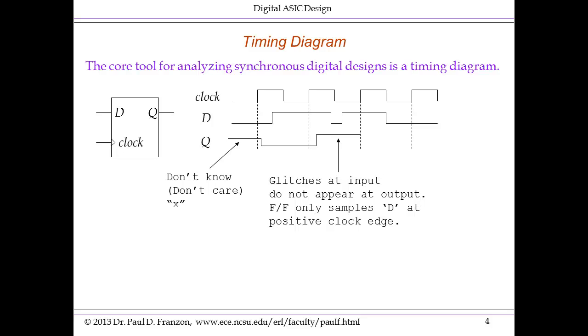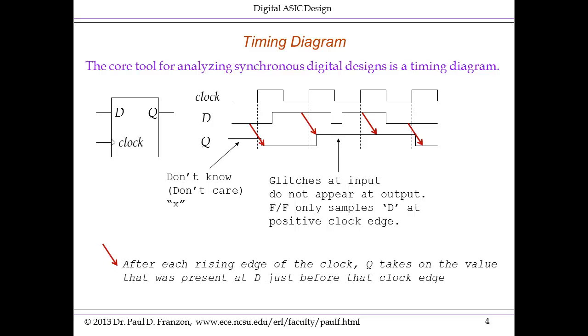So on the next rising edge of the clock, Q stays at 1, and on the final rising edge of the clock, D has fallen to 0 beforehand, so Q falls to 0. And of course, the key principle of the operation is after each rising edge of the clock, Q takes on the value of D that was present just before that clock edge.